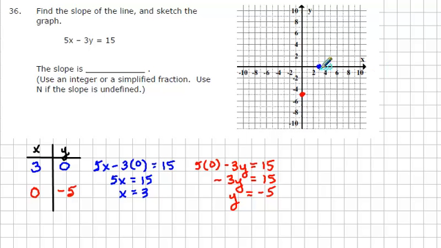Well, now that we've got 2 points that satisfy the equation, we can go ahead and draw the line that passes through those. And then our last step is to find the slope of the line. So let's recall what slope is. Slope is equal to rise over run.